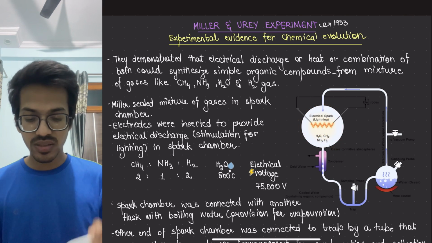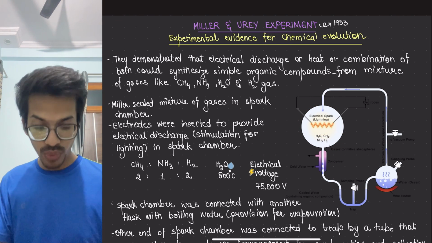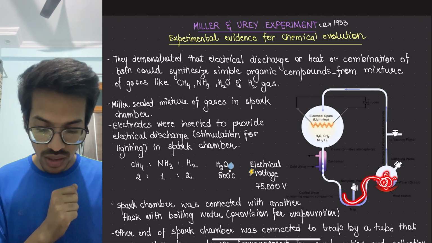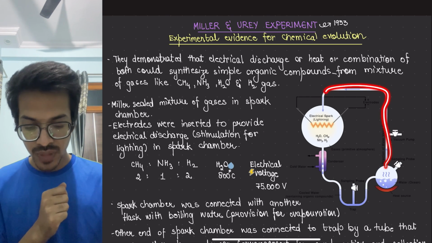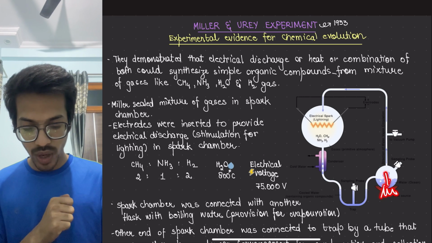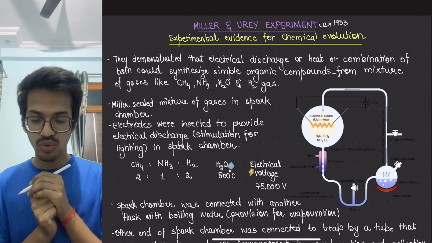In this chamber, since they couldn't put the water in directly, because water was not present in the form of vapors, they took a chamber where they boiled the water, and that boiling water acts like water vapor. If you boil something over here, water vapors will go like this and reach over here through this tube.